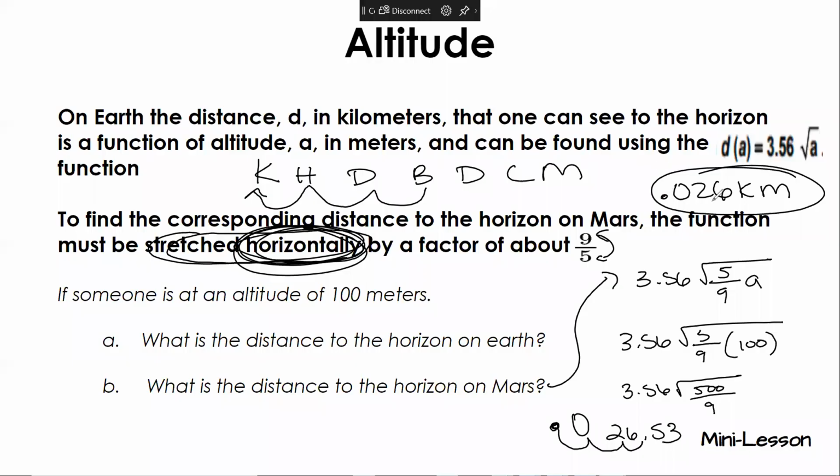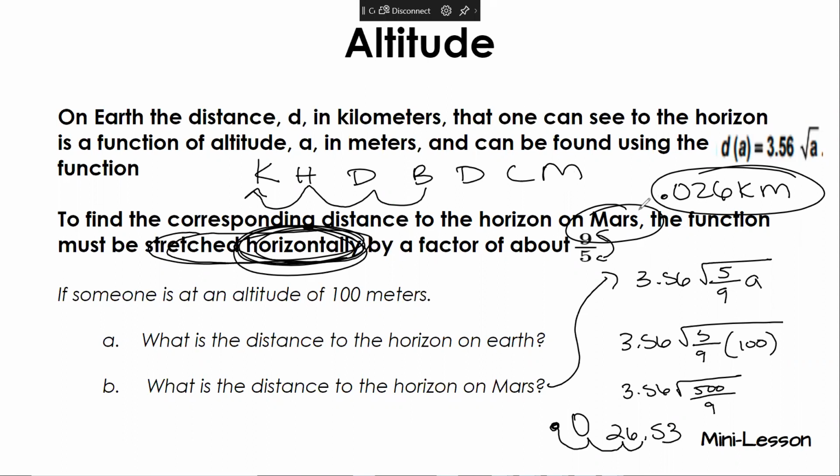And just as a side note, think about this logically. Mars is about half the size of Earth. So it kind of makes sense when we have the distance to the horizon on Mars is going to be a little bit shorter than it would be on Earth.